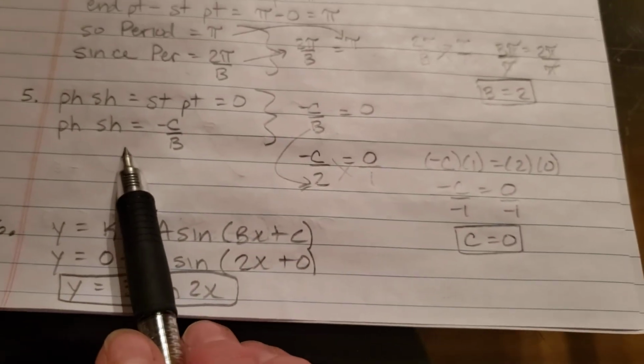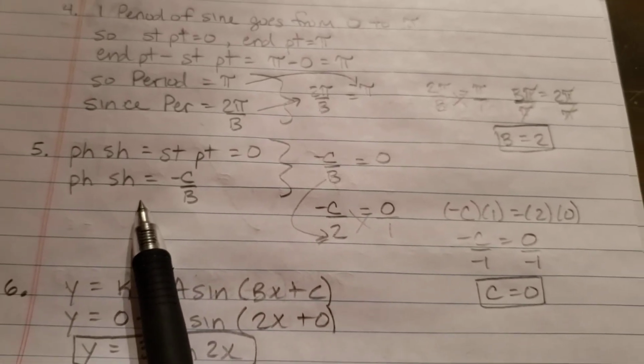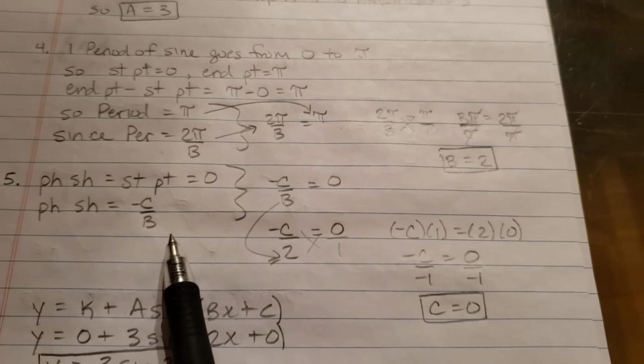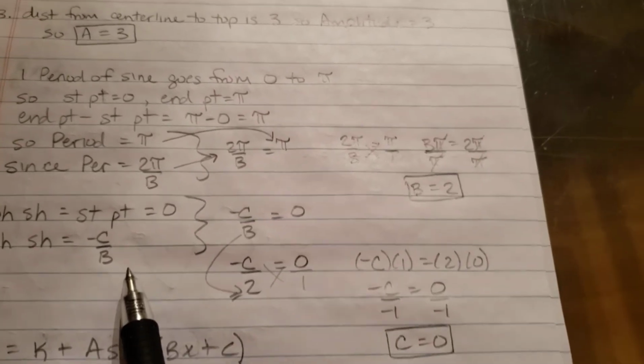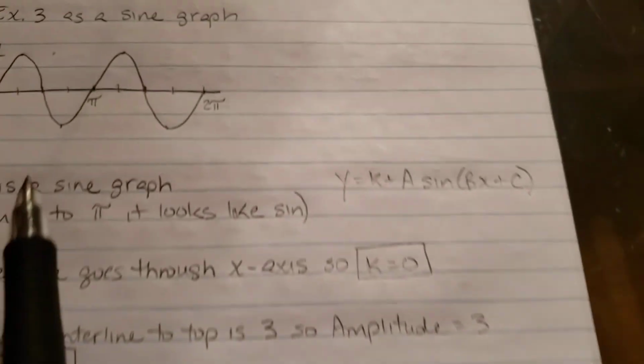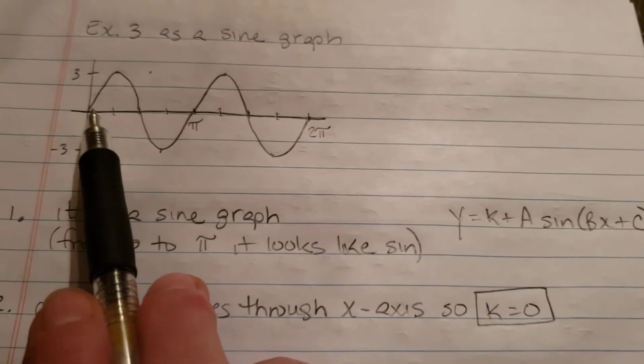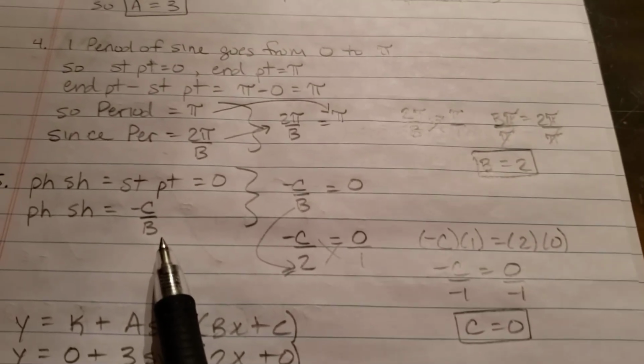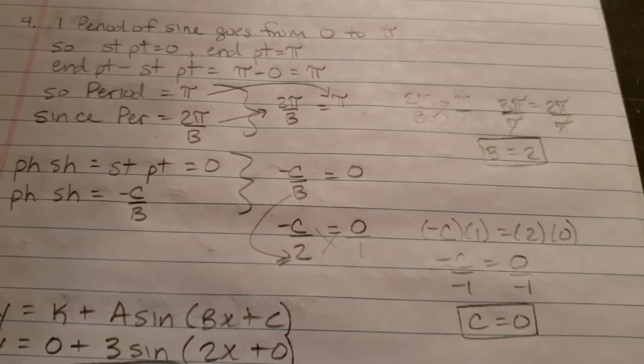Okay, our phase shift, step 5. The phase shift is equal to the starting point. And this is how we find c. Our starting point for this equation is at 0. One thing you'll always know: if your starting point is at 0, c is always going to be 0. But let's go ahead and finish calculating it here in case it wasn't 0.